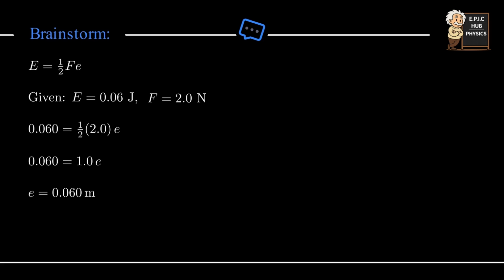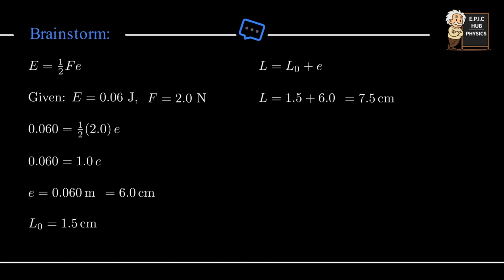Since the original length is given in centimeters, it is convenient to convert this extension into centimeters. 0.060 meters is equal to 6.0 centimeters. We multiplied by 100. Now we determine the new length of the spring. The original length of the spring is 1.5 centimeters. The new length equals the original length plus the extension. So, L equals 1.5 plus 6.0. This gives 7.5 centimeters. So, the new length of the spring after being stretched is 7.5 centimeters. This is our final answer.